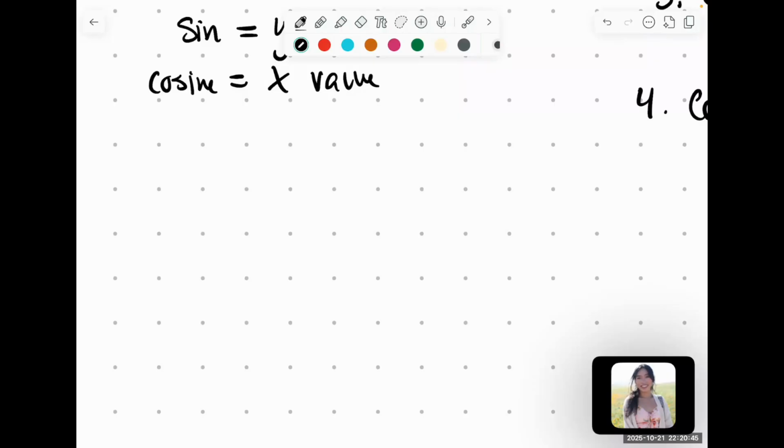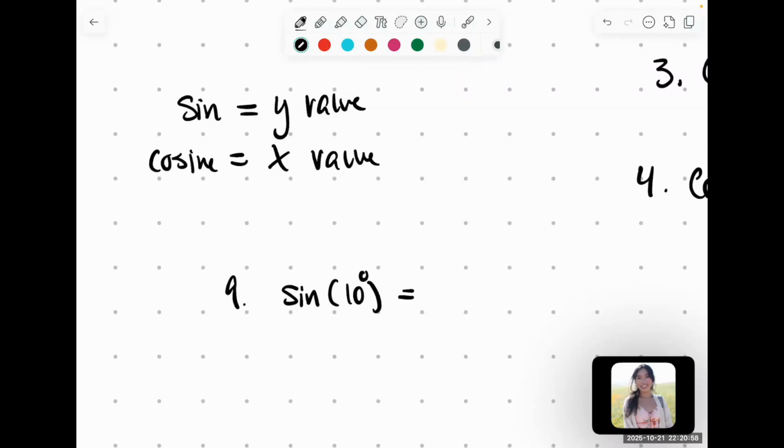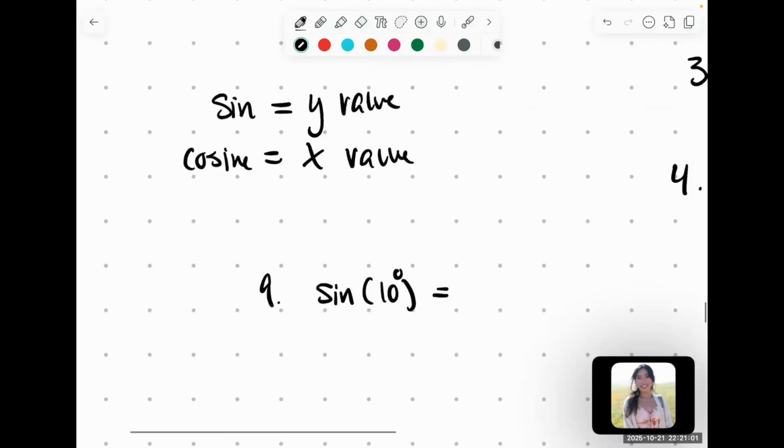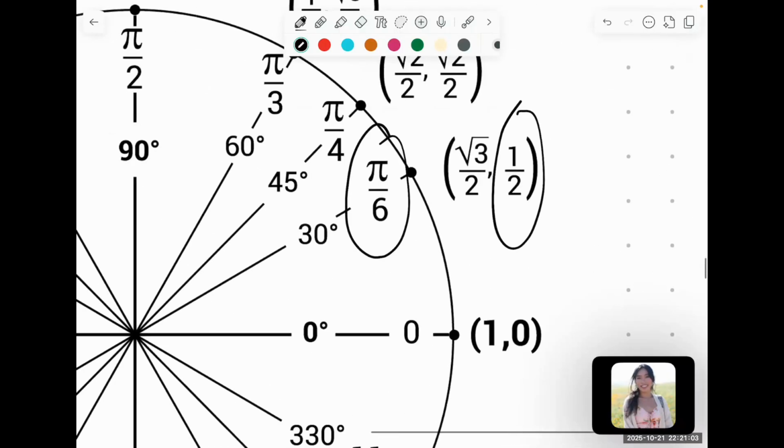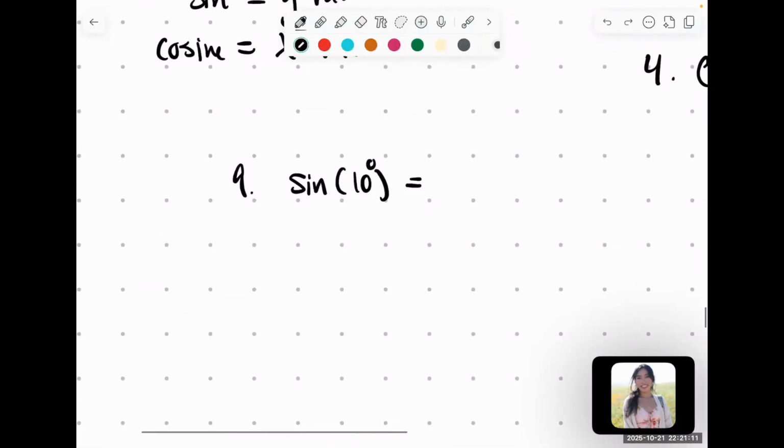We'll do two. Let's do sine of 10 degrees. So we already know that sine is our y value, but when you go back and find 10 degrees, it'll be somewhere around here, but we don't have that answer. So that's when we're going to use our calculator. And all you're going to do is type in sine 10 degrees, but you want to make sure that your calculator is in degrees and not radians.